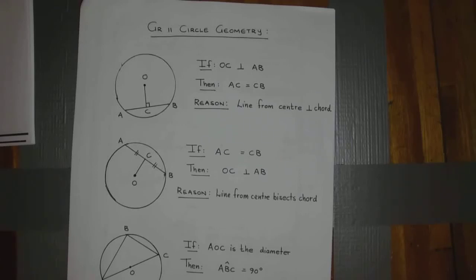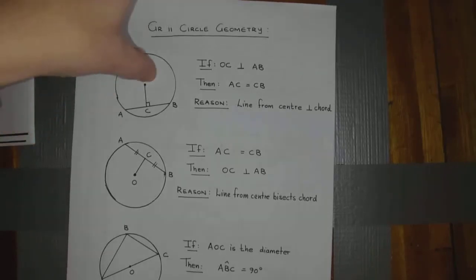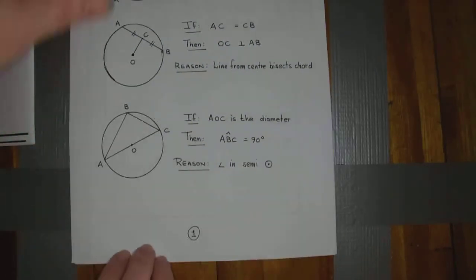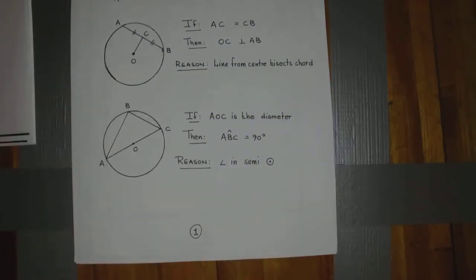There are certain theorems which, unless the center of the circle is given, don't work. You'll see the next two theorems as well. If I don't have the center of the circle, the theorems don't work. Now the next one: if I have the diameter of the circle, please remember the diameter will always subtend a 90-degree angle on the circumference.